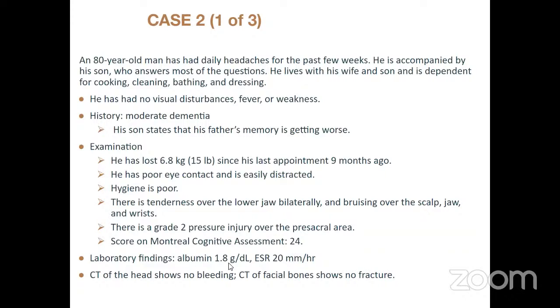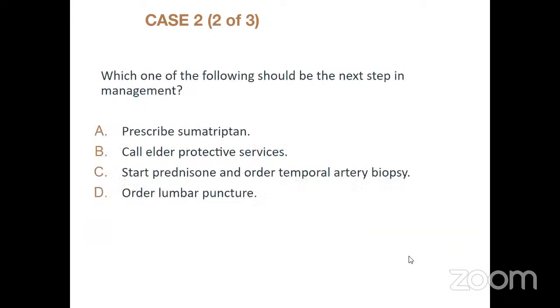Laboratory findings: albumin is 1.8, ESR is 20, CT head shows no bleeding, no fracture. Which one of the following should be the next step in the management? Prescribe sumatriptan, call Elder Protective Services, start prednisone and order temporal artery biopsy, order lumbar puncture. That's correct. Call Elder Protective Services.